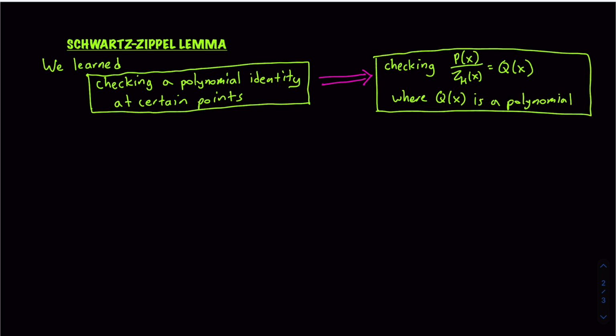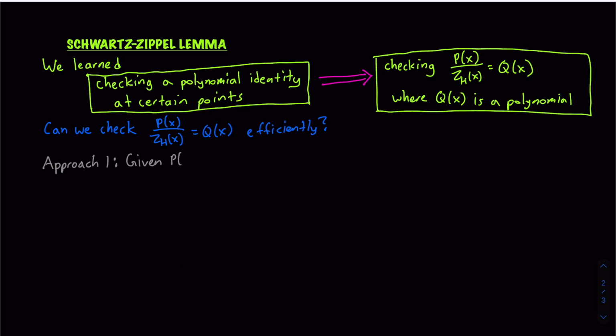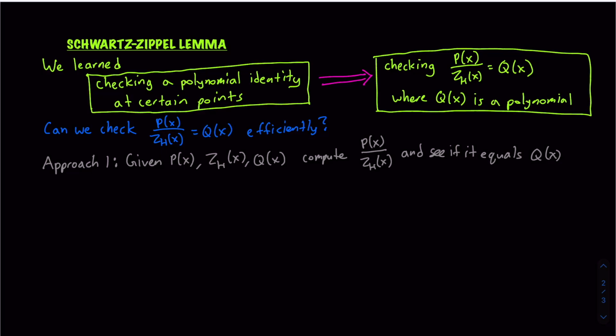Another way to say it is this. If I hand you p of x, the vanishing polynomial z sub h of x, and a claimed quotient q of x, can you efficiently check that p of x divided by z sub h of x equals q of x? Well, suppose I'm acting as the verifier. One straightforward approach would be to perform polynomial division. Just divide p of x by z sub h of x and see whether that result is exactly q of x. Another equivalent approach is to multiply z sub h of x by q of x and check whether that product matches p of x. Both methods are perfectly correct from a mathematical standpoint. However, they are computationally expensive.